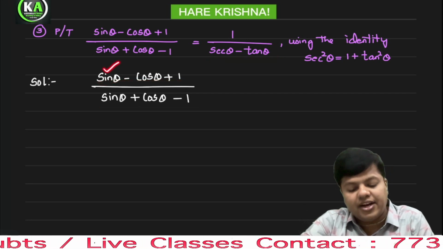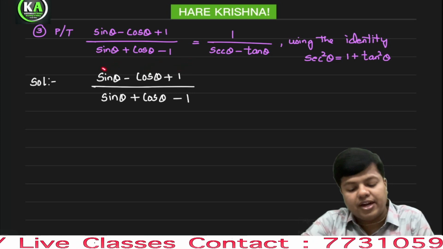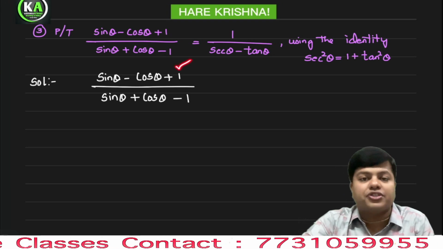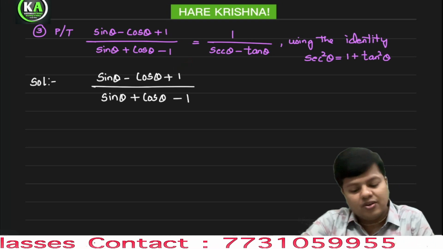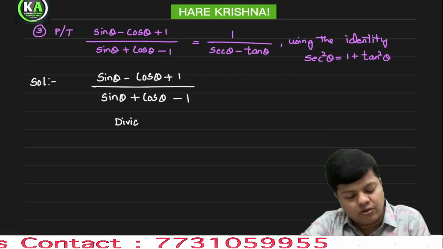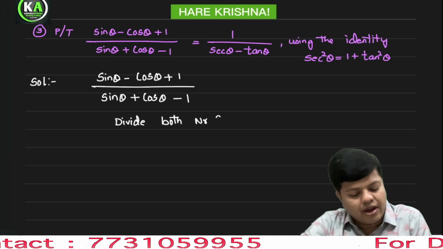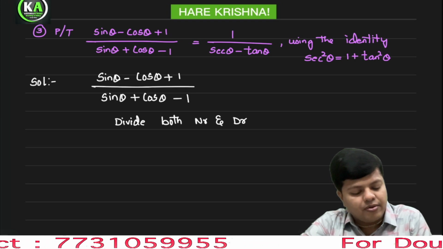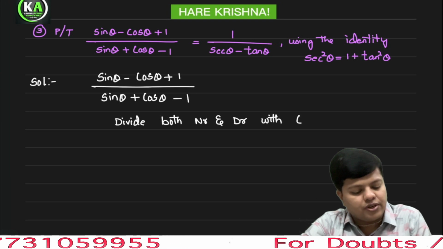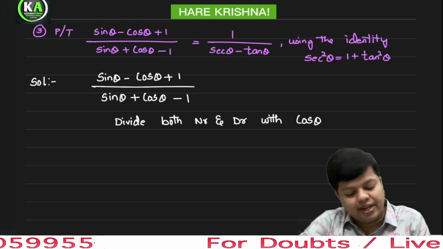Each term means sin theta by cos theta by cos theta, 1 by cos theta. So sin theta by cos theta, tan theta. Cos theta by cos theta, 1. 1 by cos theta is secant theta. Okay, student, see. Divide both numerator and denominator with cos theta. Okay. So now student, if we divide, what will come? Say.